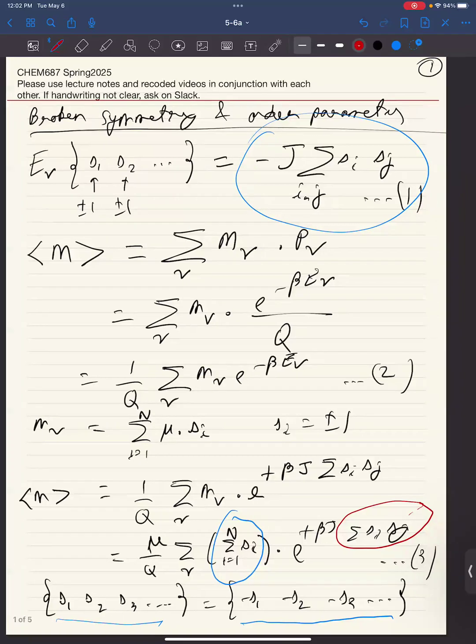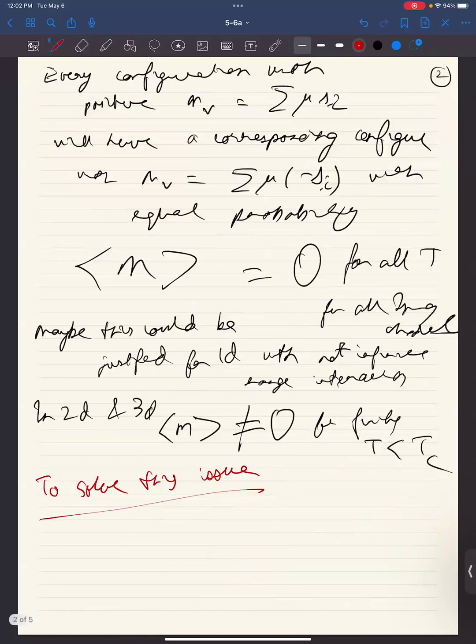So the question is, when you prepared the system and you turned off the external magnetic field, was it slightly positive or was it slightly negative before you turned it off? And that's where the answer lies. And that's where it changes from 1D to 2D to 3D, okay?